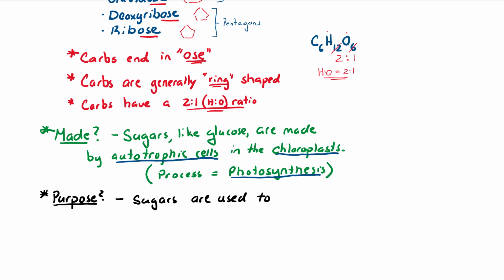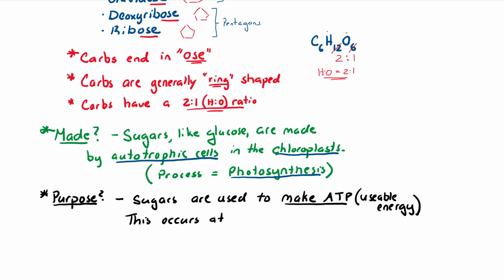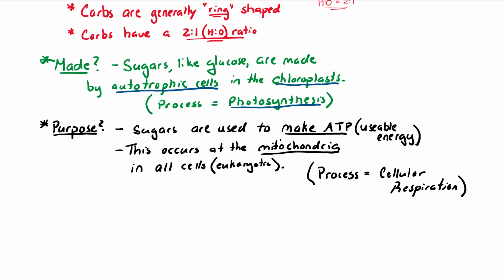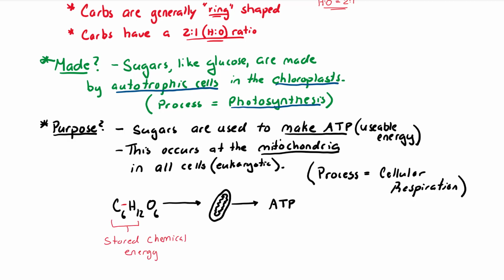The purpose of making glucose or sugars is so cells could make ATP, usable energy to carry out their life functions. This occurs at the mitochondria, and it occurs in all cells, eukaryotic and prokaryotic. Eukaryotes have a mitochondria, though prokaryotic cells use their membrane. This process is cellular respiration, which again is when stored chemical energy and nutrients is transformed into usable energy for cells.